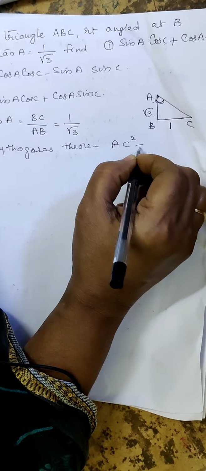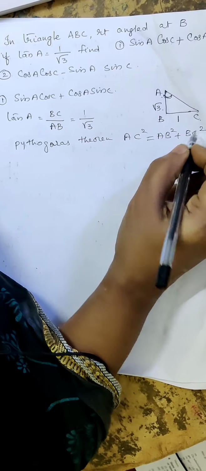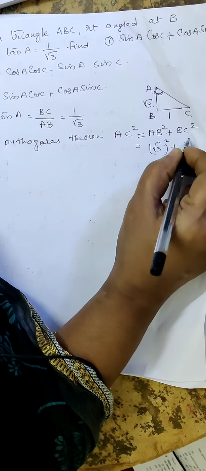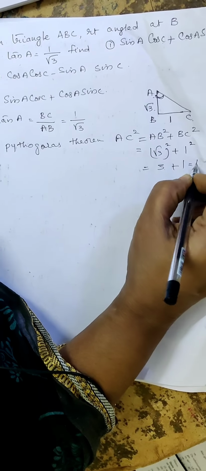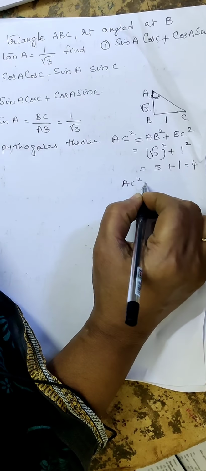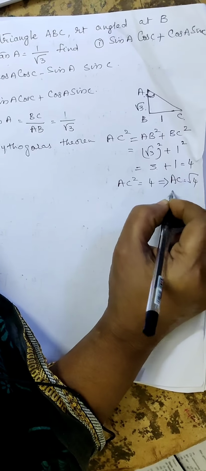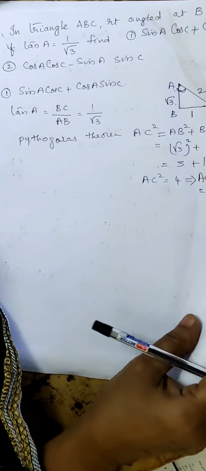AC square is equal to AB square plus BC square. So AB square means root 3 square plus 1 square. Root 3 square means 3. 3 plus 1 is equal to 4. So AC square is equal to 4, which implies AC is equal to root of 4, which is 2. So from this, AC is equal to 2.